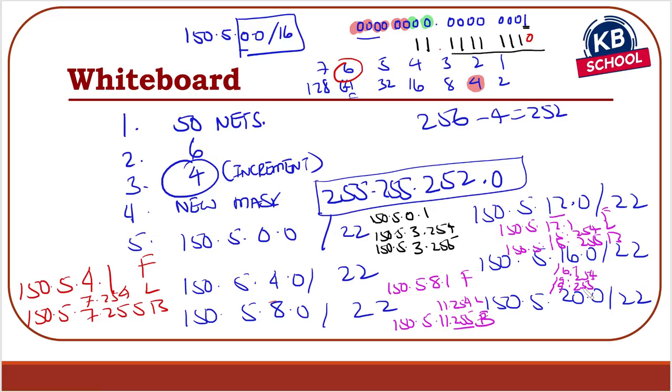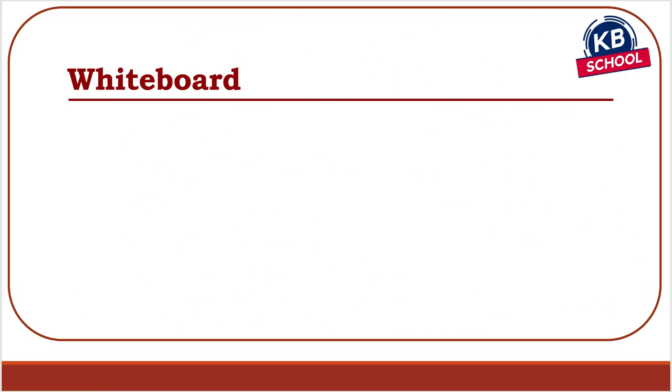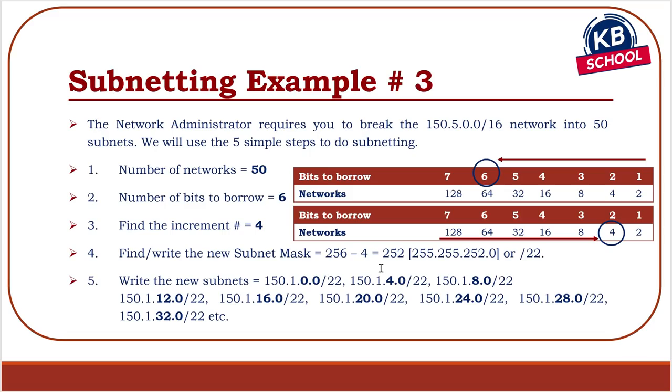And I'll put that in your table as well. So I just wanted to write it before I would show it to you guys. So this is my example for that 150 network: 50 networks required, 6 bits to borrow. That's what I did. My increment is 4. So my new mask is 255.255.252.0, because I'm working with a third octet in a class B /22.